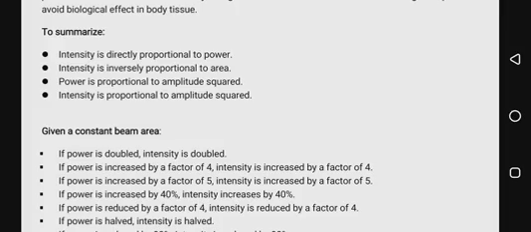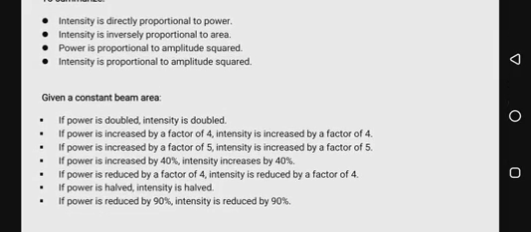So to summarize all this, intensity is directly proportional to power. Intensity is inversely proportional to area. Power is proportional to amplitude squared. Intensity is proportional to amplitude squared. Now, given a constant beam area, if power is doubled, intensity is doubled. That is, if the area remains the same, you increase power, you are increasing intensity at that point.